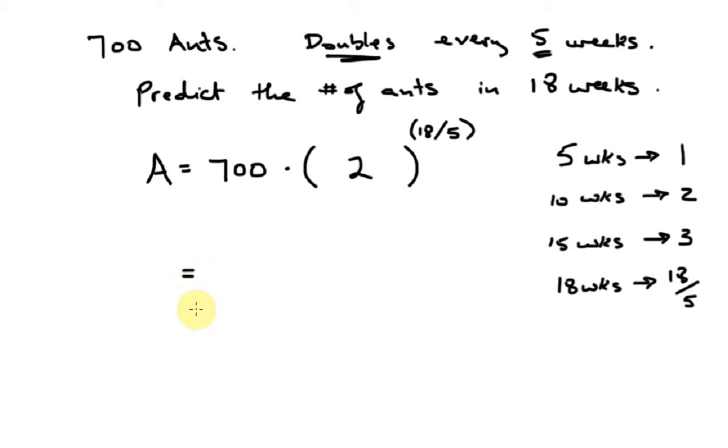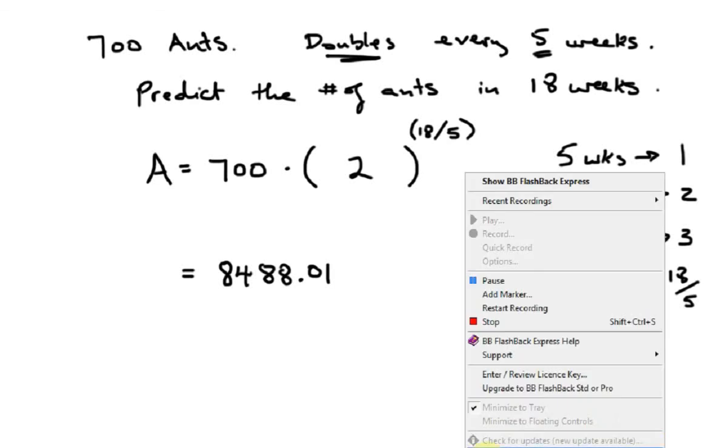Well, guess what? The thinking part of this is done. All I have to do now is punch this through on the calculator, and hopefully you don't hit the wrong buttons. So I got 8,488 and 0.01 of an ant. That's the predicted number of ants in 18 weeks. And that's where I'm going to stop for now, and we'll continue on with this later on.